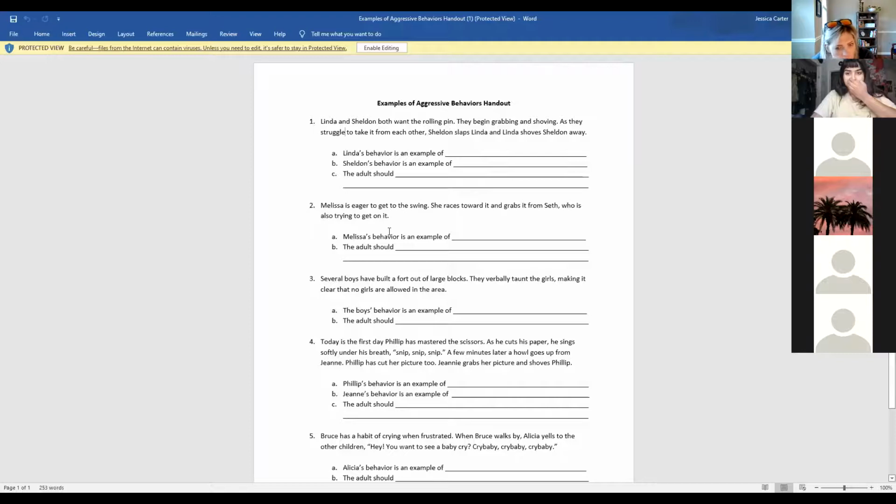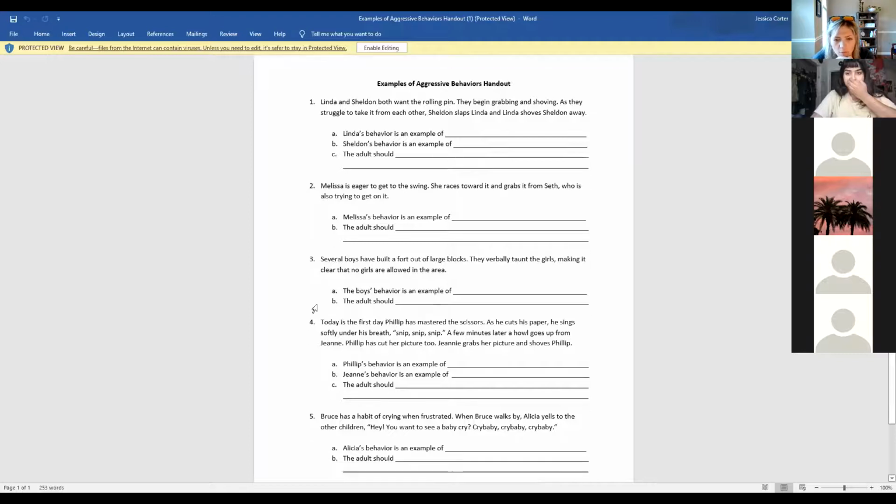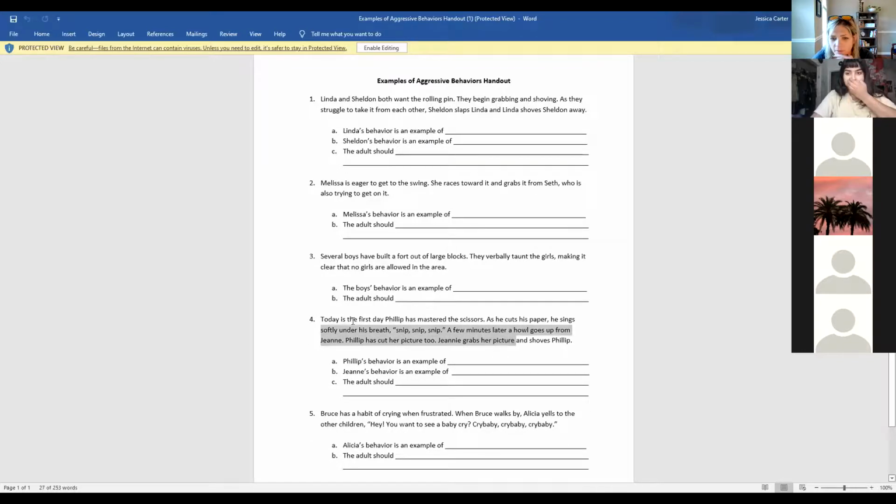Let's do number 4. Today is the first day that Philip has mastered scissors. As he cuts paper, he sings softly under his breath, snip, snip, snip. A few minutes later, a howl goes up from Jean. Philip has cut her picture too. Jean grabs her picture and shoves Philip. Was Philip's aggression accidental?